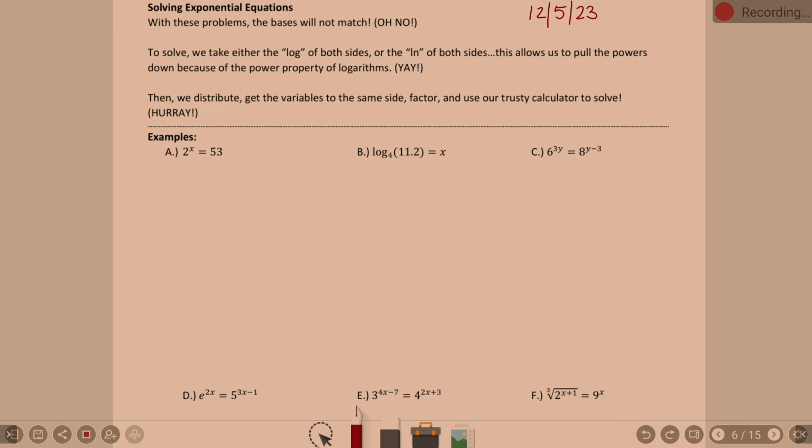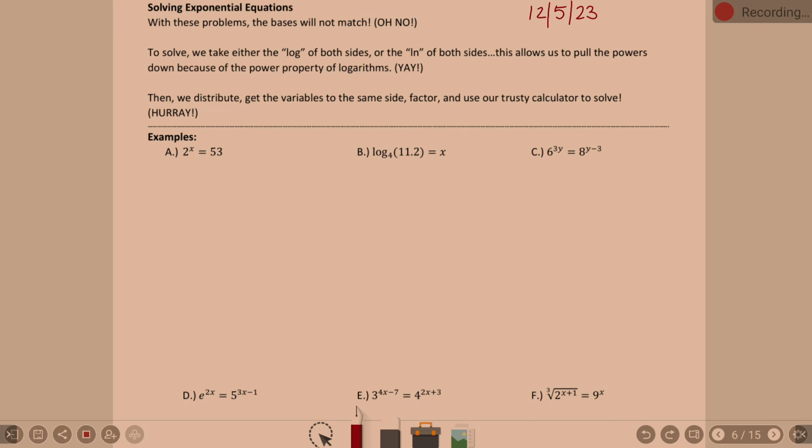If 53 was a different number, we could talk about making these bases the same. But is 53 going to be 2 to some power? No. 53 is a prime number. It's not 2 to some power. So with these problems, the bases will not match. To solve, you're going to want to take the log of both sides, basically, okay?